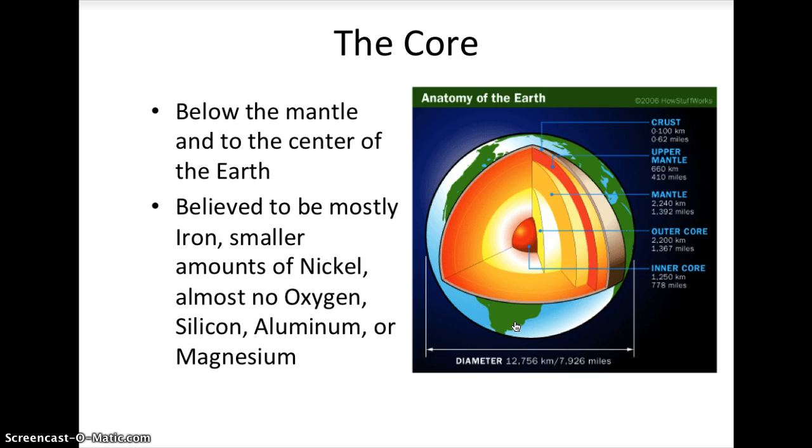Then, below the mantle and in the middle of the Earth is the core. Alright, so they can just guess what the core is like because it's really hard to access, but it's believed to be mostly iron, nickel, not really any oxygen, silicon, aluminum, or magnesium. So write down what the core is made of. The core of the Earth.